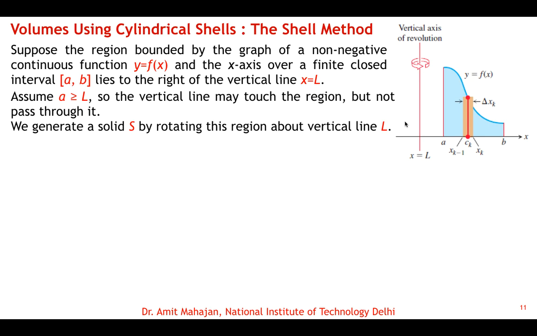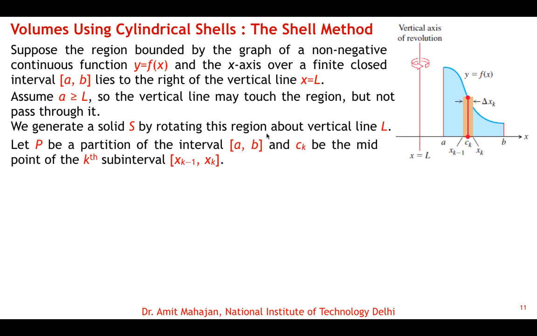Now to find that volume using the shell method, by using cylindrical shells, we partition this interval a to b. We know how to do the partition by taking point x0 at a, then x1, x2, x3, and so on, up to xn at b. Let P be a partition of the interval [a, b] and ck be the midpoint of the kth subinterval [xk-1, xk]. At ck you can find the corresponding function value, which we can write as f(ck).